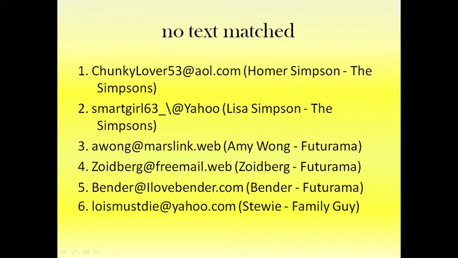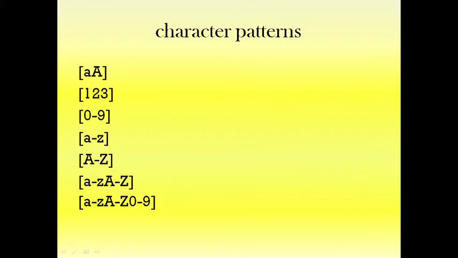Okay, so we're going to start off with these character patterns. If you want to find a character like a letter or a number, you can use the square brackets. In the first example we have lowercase a or uppercase A. So if you want to choose a pattern, you can choose any of these characters. The second example has the numbers 1, 2, 3. So we match either the character 1 or 2 or 3.